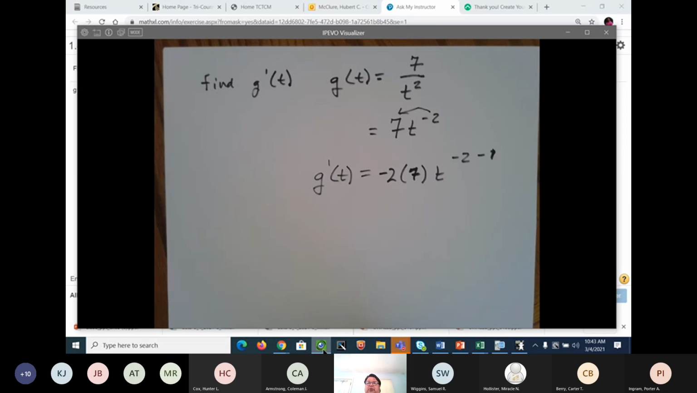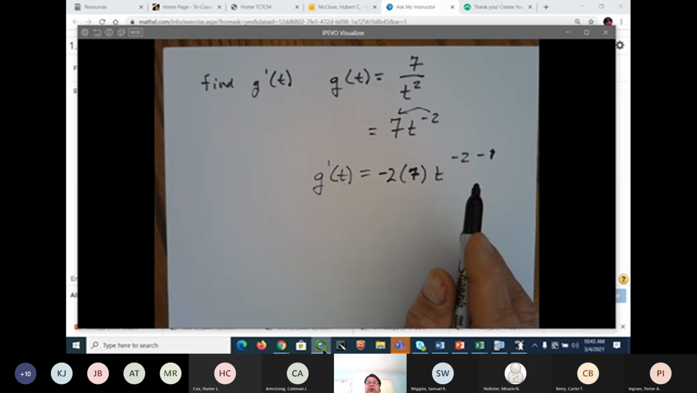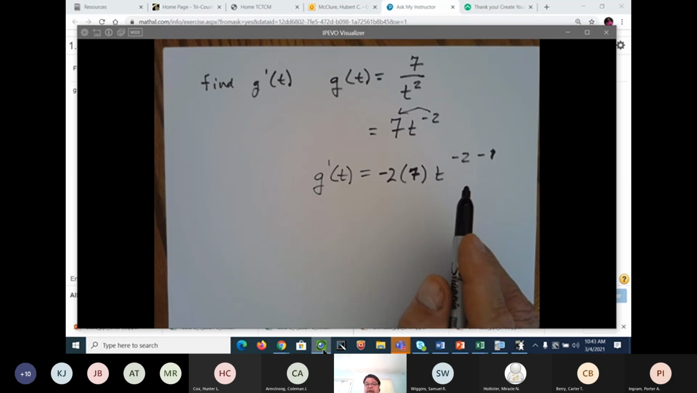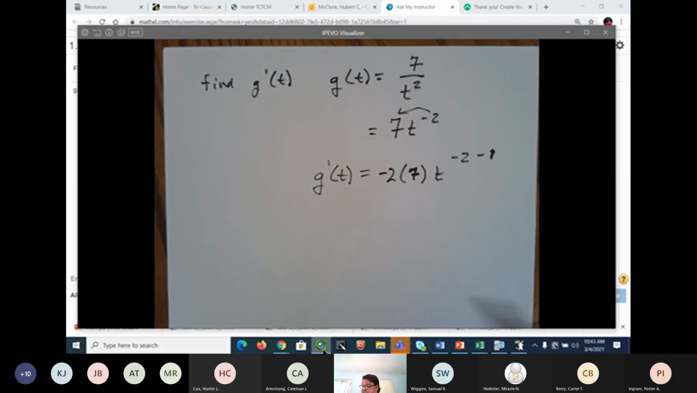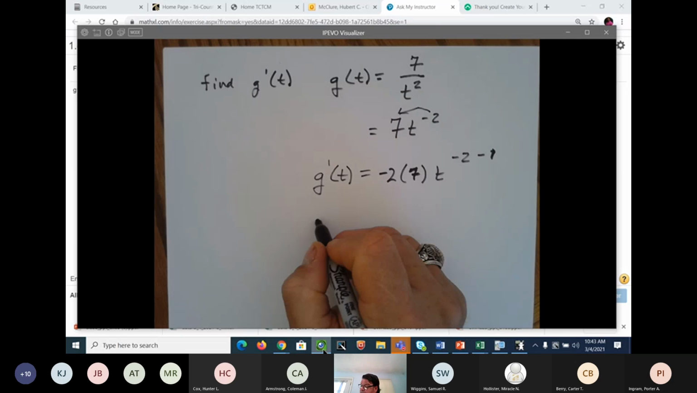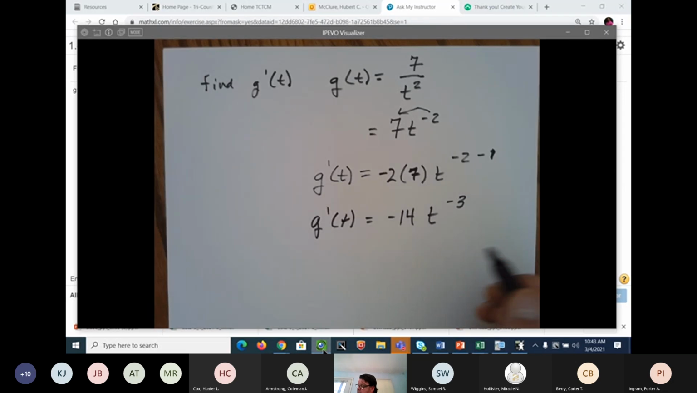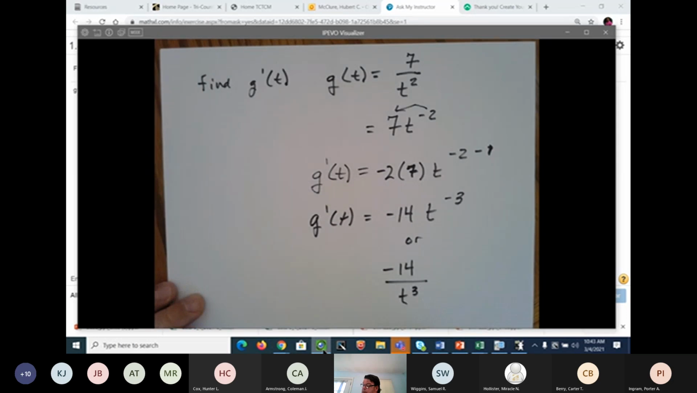If you've never done calculus before, or if you sucked at calculus, then you need to, because this is calculus, no matter if you're in 140 or 130. This is calculus. So just letting you know. G prime of t is equal to negative 14 t to the negative 3, or negative 14 over t to the third power.